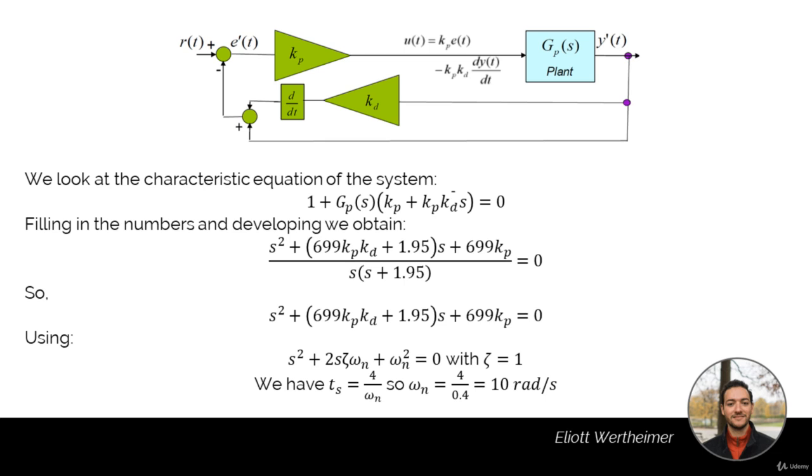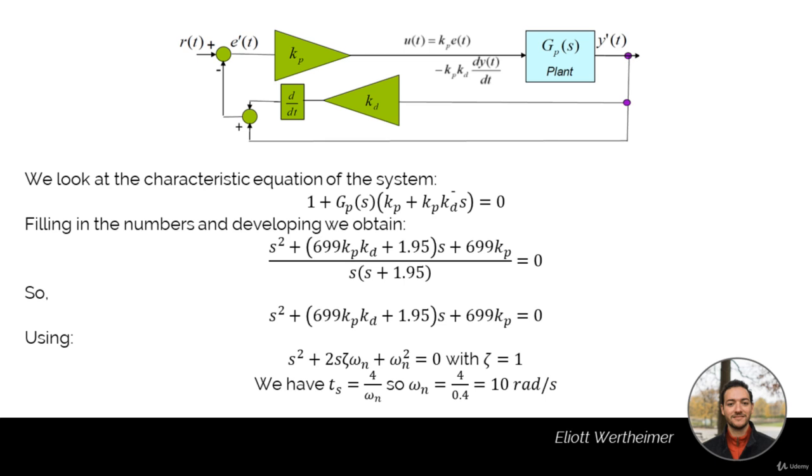And in this case, it is 1 plus GPS multiplied by Kp plus Kp KDS equals 0. So we're filling the numbers with what we have from our example, and we get that the transfer function is s squared plus 699 Kp Kd plus 1.95 s plus 699 Kp divided by s multiplied by s plus 1.95 equals 0. If we want this fraction to be equal to 0, its numerator needs to be equal to 0. So s squared plus 699 Kp Kd plus 1.95 s plus 699 Kp equals 0.